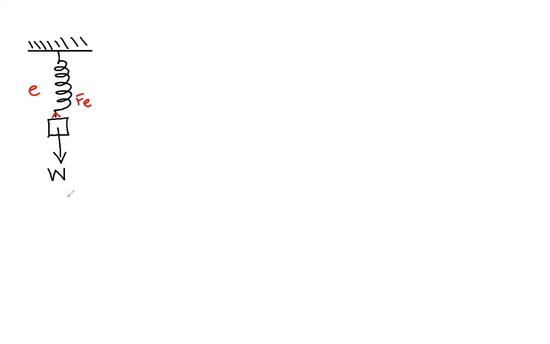Now, I can say that W or mg is equal to Ke, right? So this mg came from this W. I hope you guys understand this fact, that W and Fe are equal, and I know that Fe is Ke, and I know that this mg is W. Let that sink in for a while. Okay, I hope that sank in.